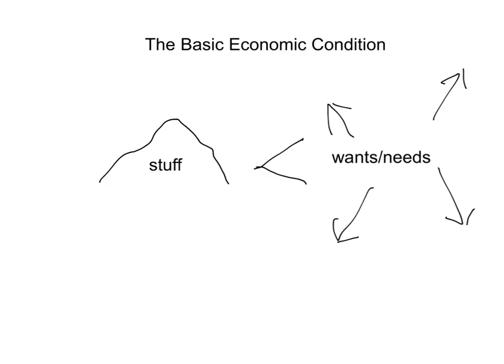The reason why we have economics in the first place is that the basic condition of humanity is that there's a limited amount of stuff. Imagine this is our pile of everything that exists, and there are potentially unlimited wants and needs that we have. The wants and needs are always greater than the amount of stuff we have to satisfy those wants and needs. And this means we have to make choices.